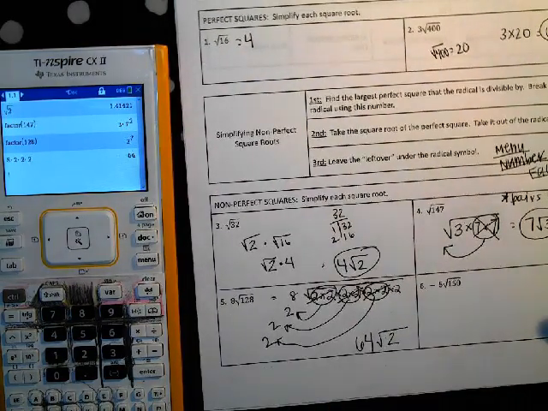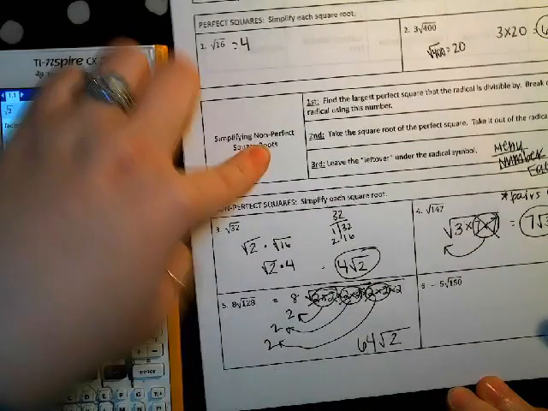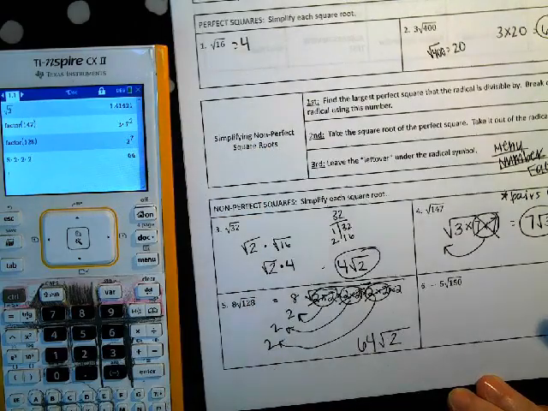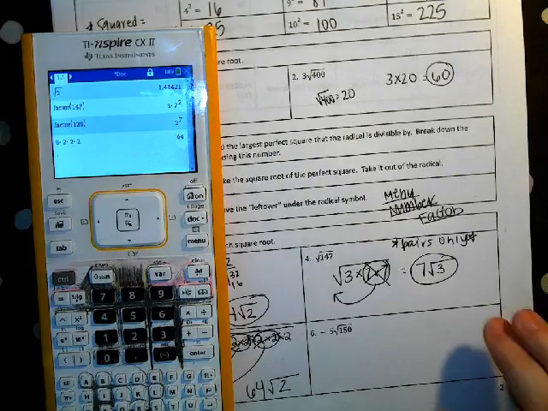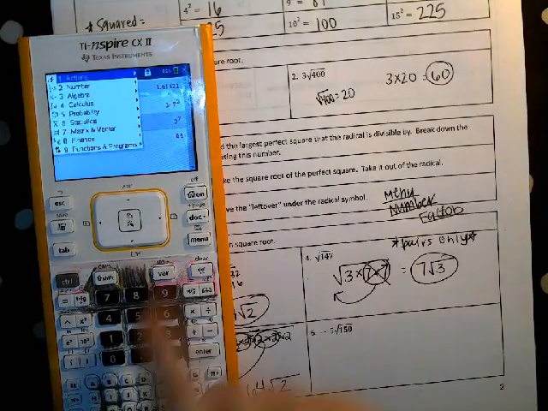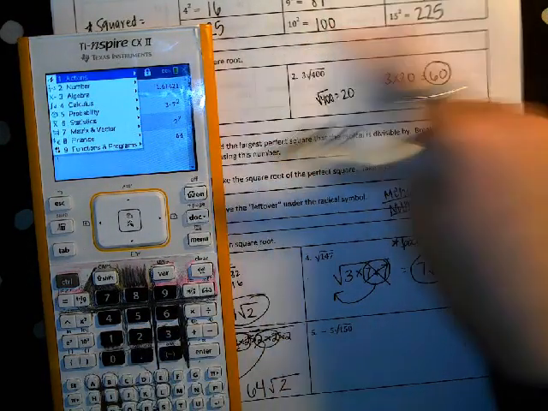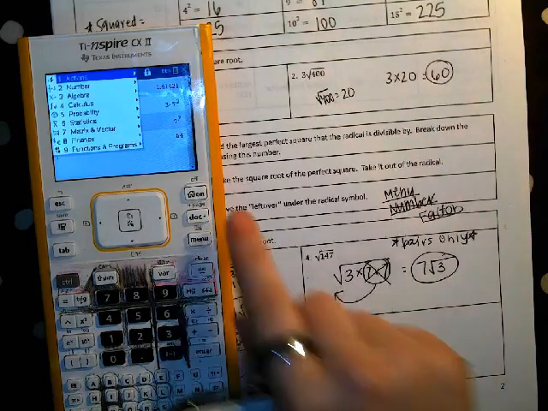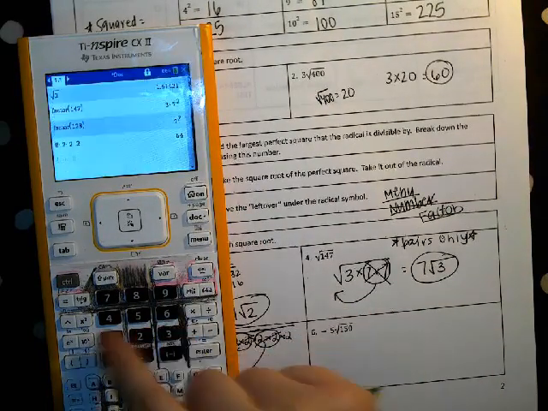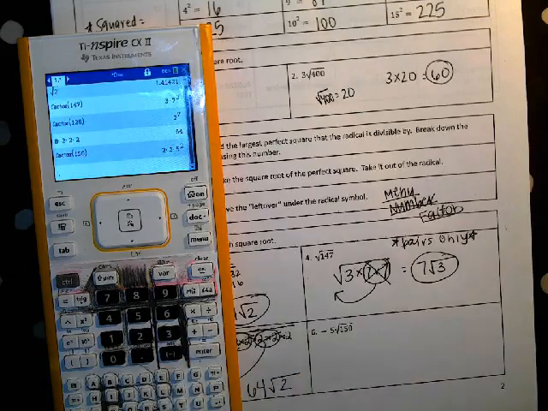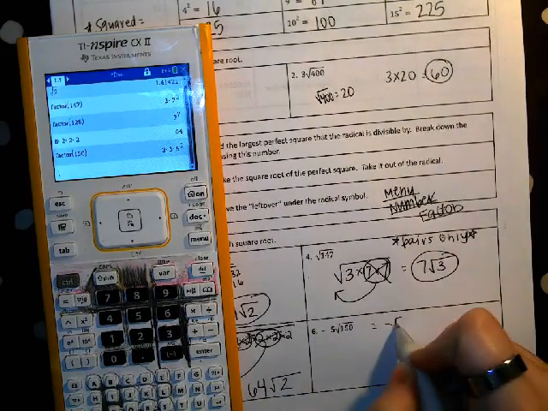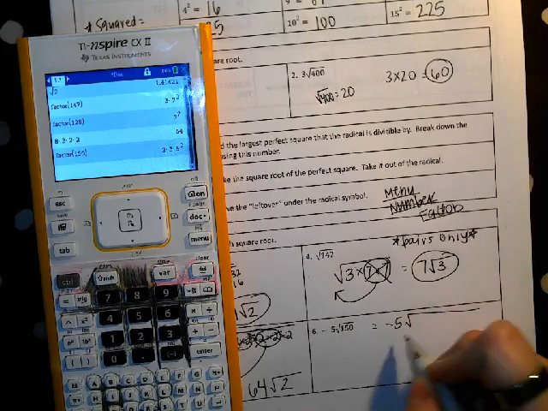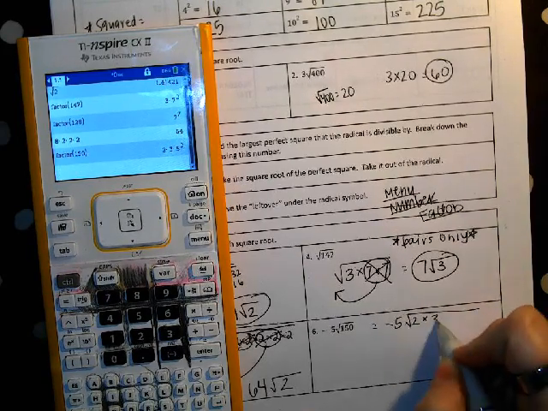Pause the video, see if you can figure out number 6. Either method, either by using the steps up here, or by using menu, number, factor. Now I know up here is not a 150, so I'm going to go ahead and put it in menu, number, factor, 150. Now outside my house right now is a -5, so -5 stays outside the house. Inside my house is a 2, a 3, and 2 5's.